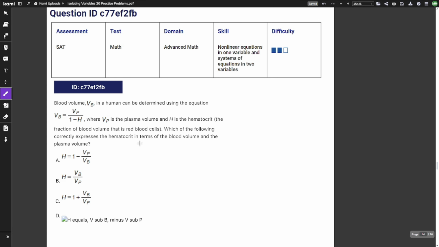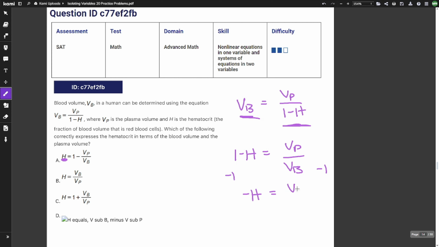Question number 14. We have this equation, and we want to get h by itself. So vb is equal to vp over 1 minus h. And if you remember, we can interchange these two values. So 1 minus h is equal to vp over vb. Now we're going to subtract 1 from both sides to get negative h by itself. And we get that negative h is equal to vp over vb minus 1.